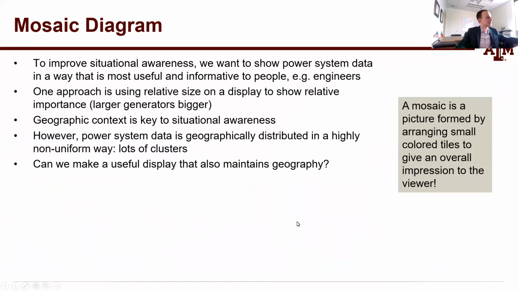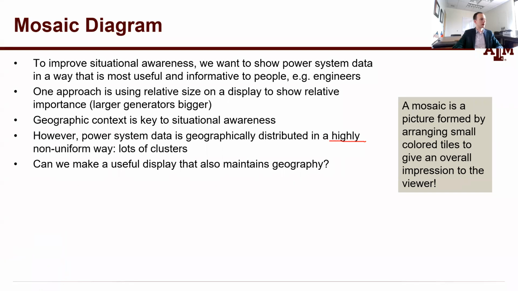All right. So the next thing I want to talk about is this idea of mosaic diagram. The idea with mosaic diagram is that we want to show certain kinds of power system data that's geographically embedded in a way that recognizes that the geographic embedding is important, but also, this is the key thing right here, is that the geographic data is distributed in a way that's highly non-uniform.